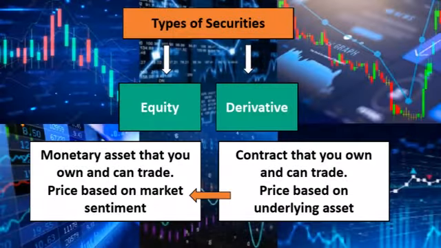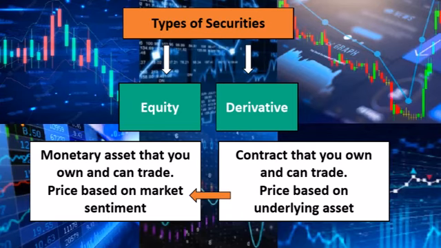The difference between equity securities and derivatives is that you own an equity security outright as a monetary asset, whereas you do not own a derivative. Instead, you own a contract that can be traded. The price of an equity security is based on market sentiment for that particular instrument at any particular moment in time, whereas the price of a derivative security is dictated by the price of its underlying equity security, or, in some cases, a basket of equity securities.